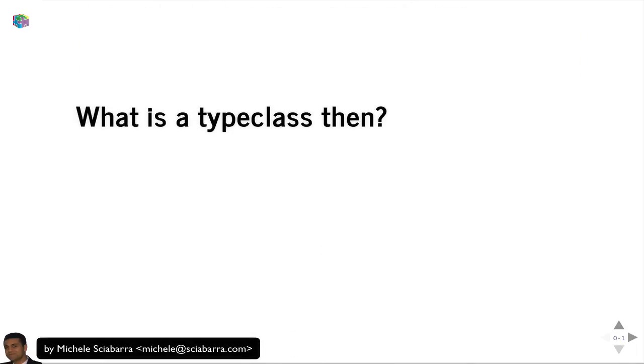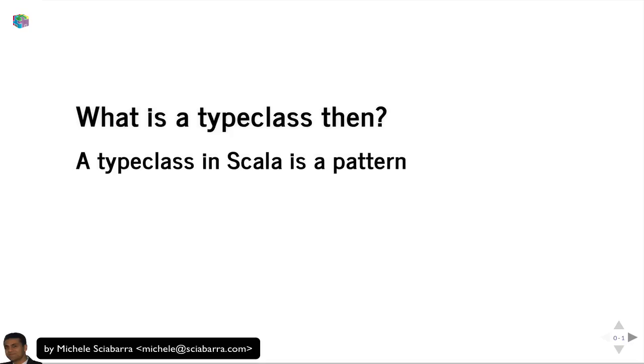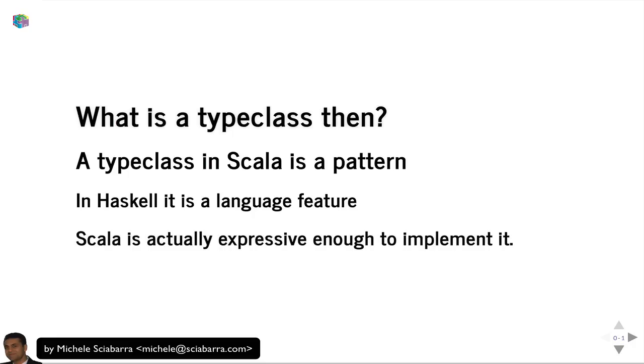So, let's try to answer the more obvious question: what is a typeclass? A typeclass in Scala is a pattern. You must follow a common and well-defined set of programming conventions to implement it. Typeclasses originated in the language Haskell, where they are a feature of the language. In Scala, they are not a primitive feature of the language in itself, because Scala offers the needed features to easily implement the concept. In Scala, a typeclass is thus implemented as a pattern.